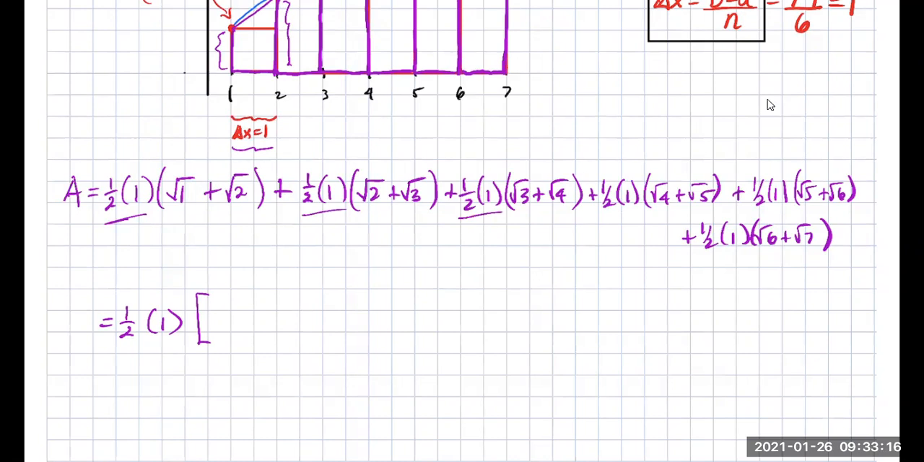So I'm going to have square root of 1. Notice I've got a square root of 2 here and here. So that means I'm going to have 2 of those. In a similar way, I'm going to have 2 square root of 3s, and so on.